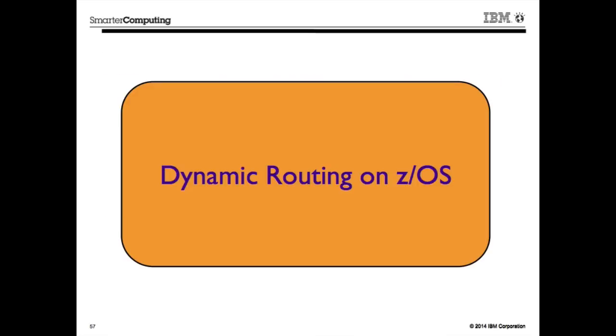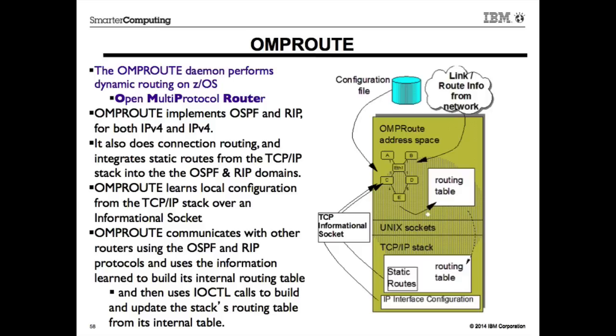So now let's get down to brass tacks and talk about dynamic routing on z/OS. Starting on slide 58, let's talk about OMPROUTE. I mentioned it before. OMPROUTE is a z/OS UNIX daemon that runs in its own address space, and it performs all the dynamic routing functions. OMPROUTE stands for Open Multi-Protocol Router. We named it back when z/OS UNIX was called OpenMVS, or OMVS.